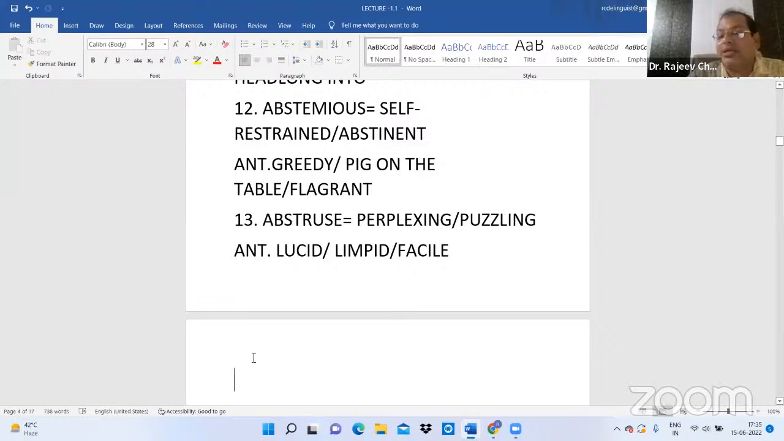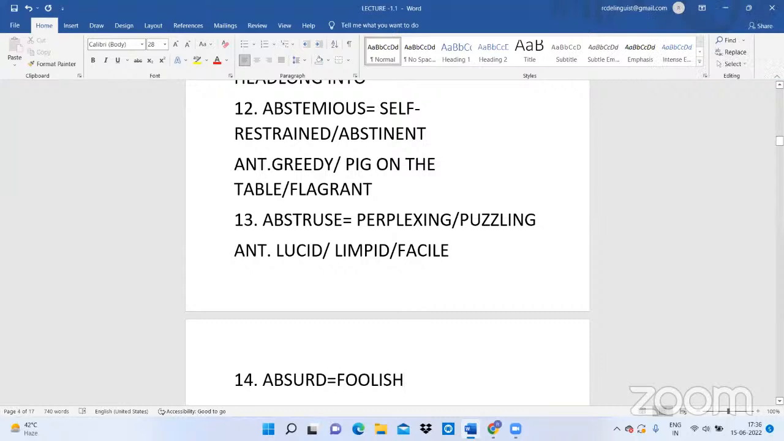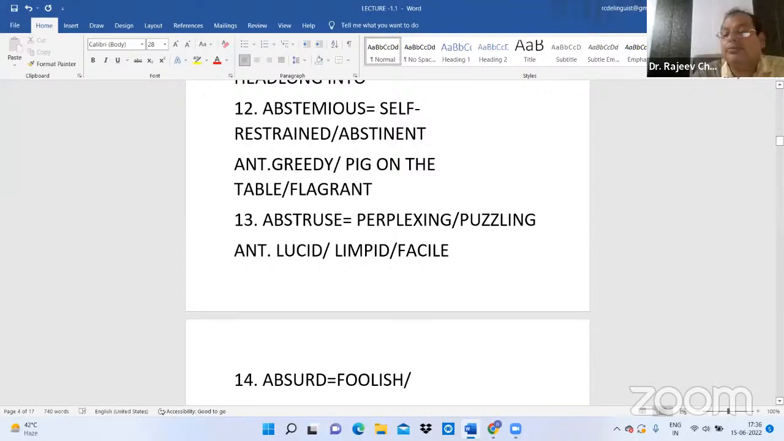Is there anybody willing to ask anything? No. Okay. Now, absurd. Write in Hindi: मूर्खतापूर्ण, absurd. Things that are not logical, that is, अतार्किक, and of course foolish, irrational. Absurd decisions, we can say, sir? Yes, we can say.